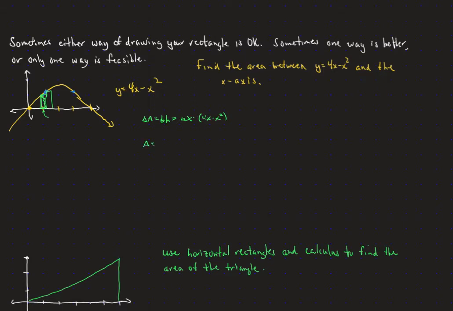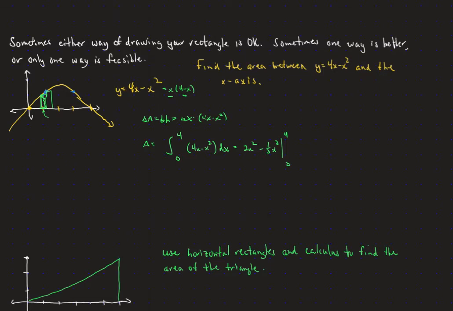So for our area, now we've got to figure out where it's going to intersect. You can tell from the graph, but you can also see that you could factor out an x, and you can see that it will be equal to 0 at 0 and 4. So we're going to go from 0 to 4, and we're going to take 4x minus x squared dx. So that's going to be 4 times 1/2 x squared is 2x squared minus 1/3 x cubed, and we're going to go from 0 to 4.